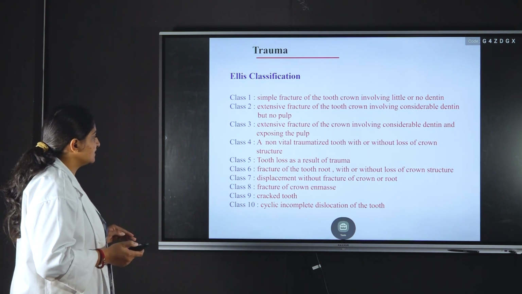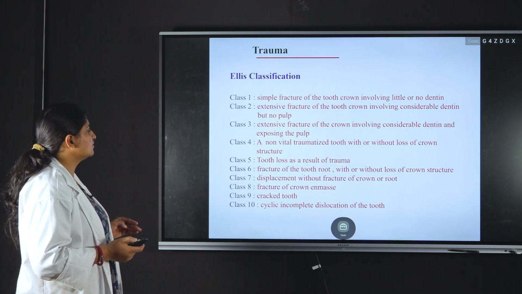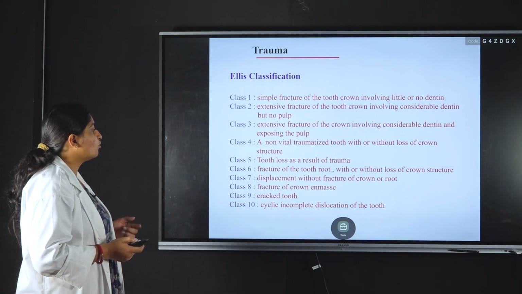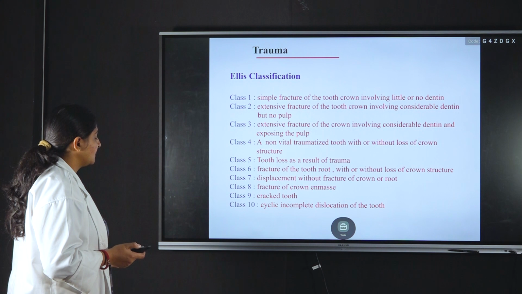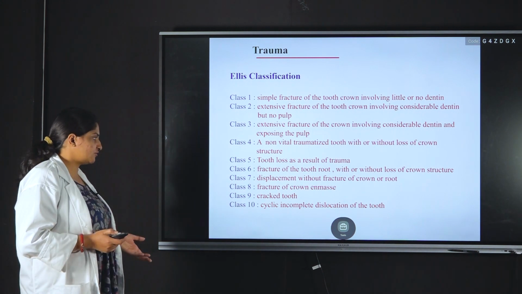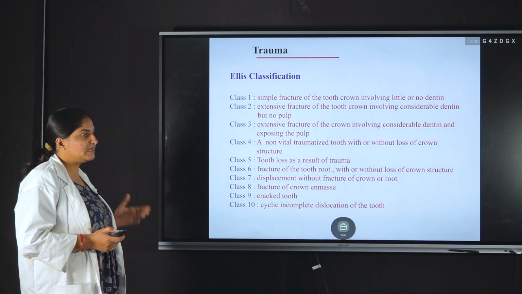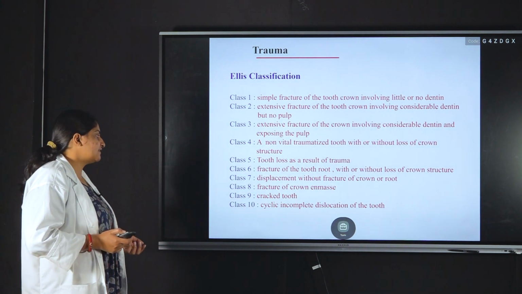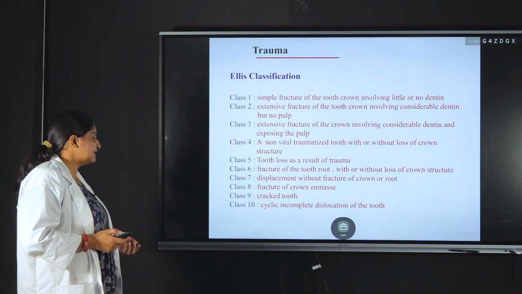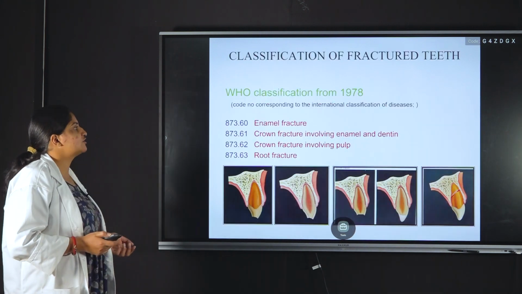Class 4 is a non-vital traumatized tooth with or without loss of crown structure, and class 5 is a result of trauma. Class 6 is the fracture of the tooth root with or without the loss of crown structure, and class 7 is displacement without fracture of the crown or root. Class 8 is fracture of the crown en masse, that is complete crown fracture, class 9 is cracked tooth, and class 10 is cyclic incomplete dislocation of the tooth.